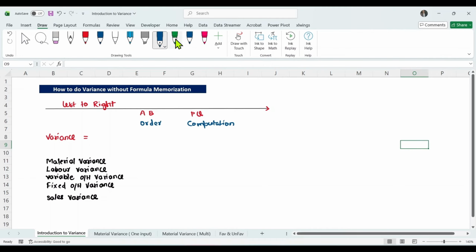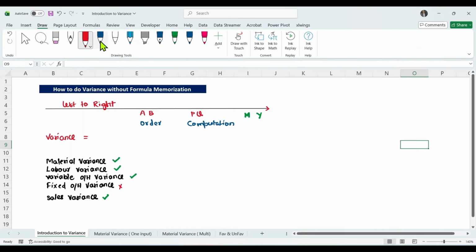I'll explain. If there is more than one input, we'll add one more thing here, which is M and Y. Just one extra point. So we'll have just one formula which will take care of price, quantity, yield, and mix. All four formulas will be taken care of, and with that we will be able to apply it to material, labor, variable overhead, and the sales variance. There is only one variance which we can't apply it to, because there's a slightly different formula there.